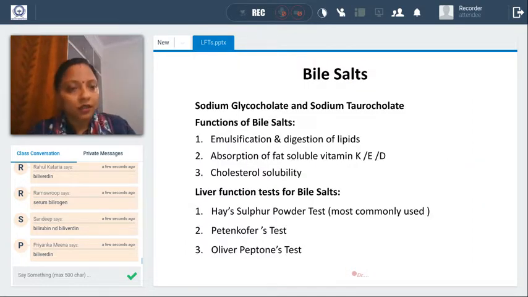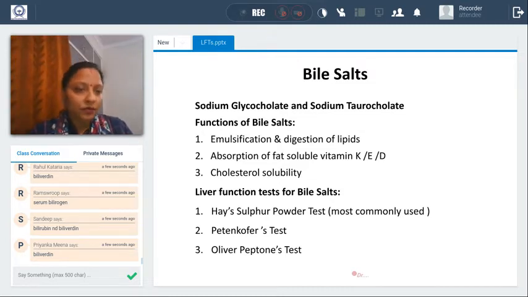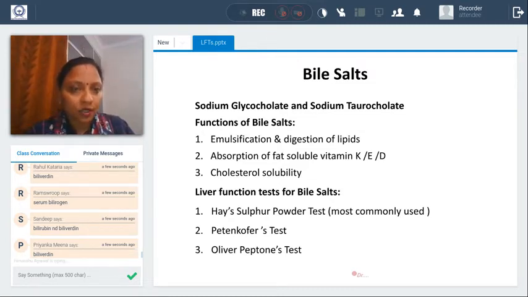Bile salts. Name two bile salts. Please write in the box. What are these bile salts? Please write in the box.